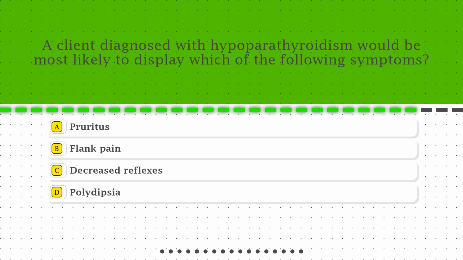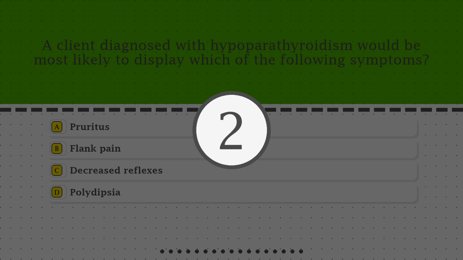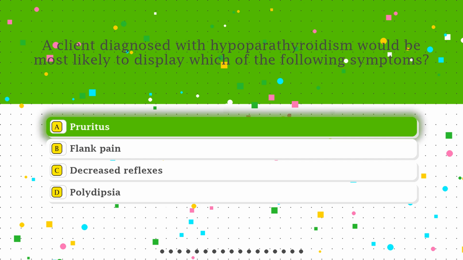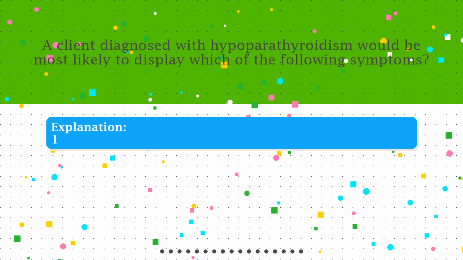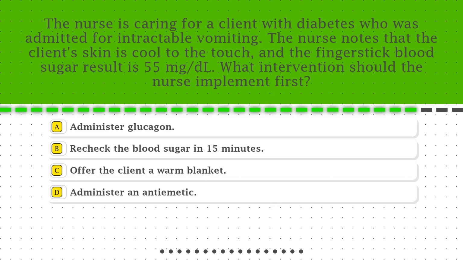Question 15. A client diagnosed with hypoparathyroidism would be most likely to display which of the following symptoms? Option A. Pruritus. Option B. Flank pain. Option C. Decreased reflexes. Option D. Polydipsia. The correct answer is option A. Pruritus.